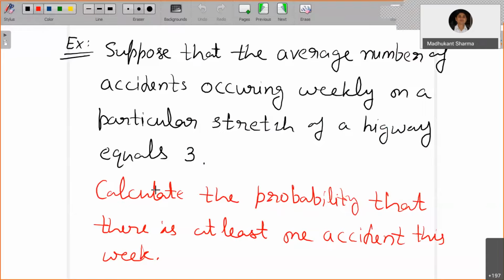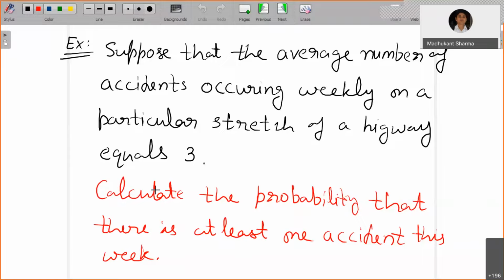Here, nothing is given about which distribution the number of accidents occurring weekly follows. There will be either one accident, two, three, four accidents. There is no half accident, so certainly it is going to be a discrete variable. Now, the second thing is there may be a large number of accidents, or a very small number of accidents. We don't know. If it's a foggy or winter season, there may be a large number of accidents. So it's good to consider that X follows the Poisson distribution.